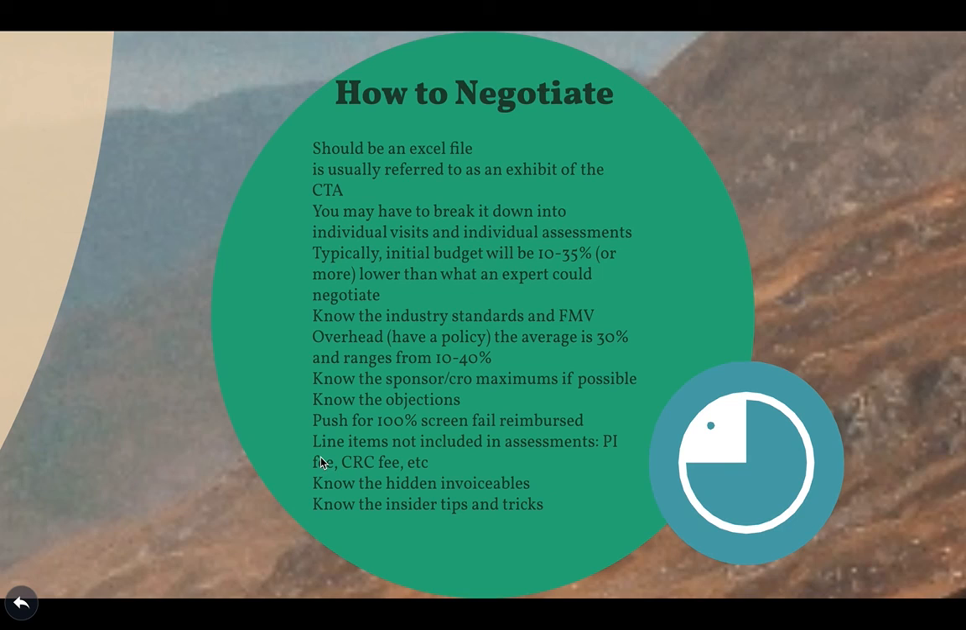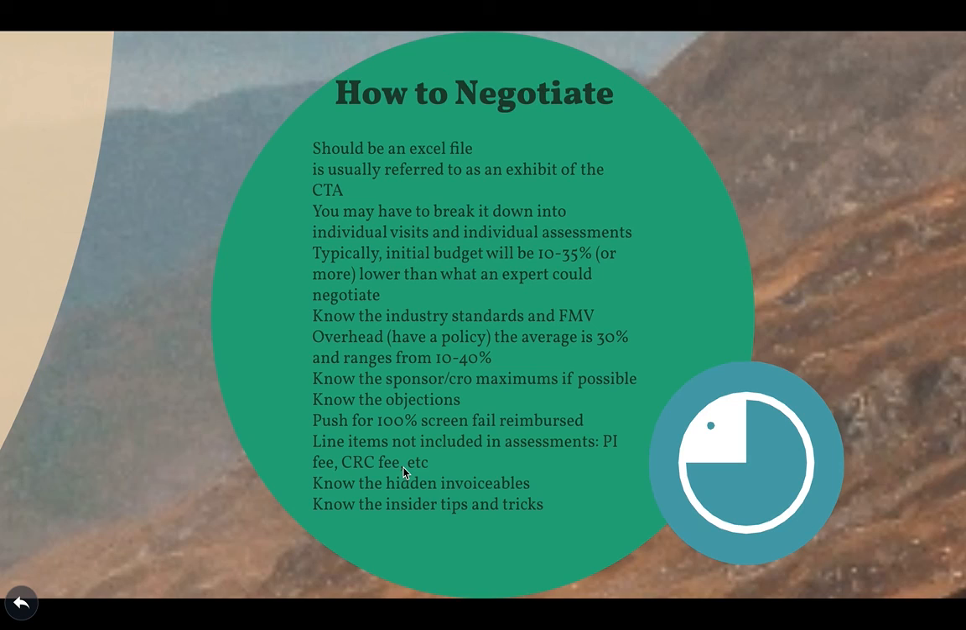Right. Line items not included in the assessments. So you've got to put these in there, right? PI fee, CRC fee, etc. You'll oftentimes see that this is not there. What else is there? Because I've heard of hidden invoiceables, like a pharmacy fee, a monitoring change fee. Yeah, there's all kinds of fees. Amendment fee. Matter of fact, every once in a while I'll see a fee from a sponsor that I've never encountered, where they're offering this fee. Have we done protocol amendment fees? Oh yeah, all the time.